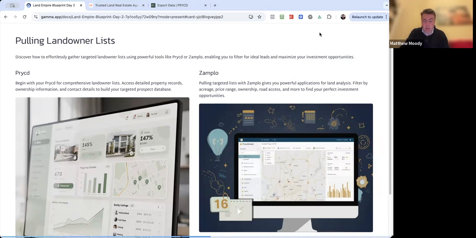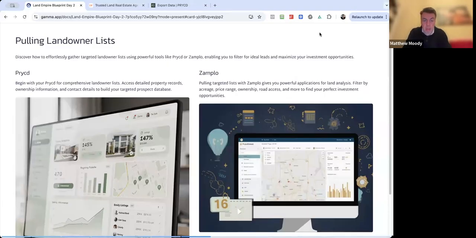So landlocked is one of them, so you can exclude them from a list. It also allows you to exclude properties that have got, say, quite severe slopes on them and even floodplains. So both very different price points on them. Price starts at about $50 a month. Zamplo is about $40 a month. So they're very, very comparable, and they both work very, very well.